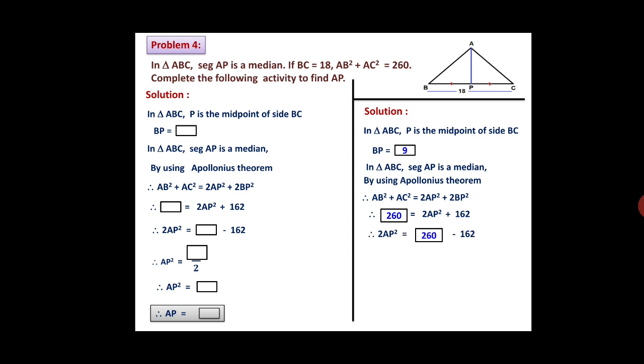So 2 AP square is equal to 260 minus 162, and that results in AP square equal to the subtraction of these two, 98, divided by 2. 98 divided by 2 is 49. So taking square root on both sides, 49 is a perfect square. When you take square root on both sides, you are getting AP as 7. So this is problem number 4. Now we will try one more problem for 3 marks.